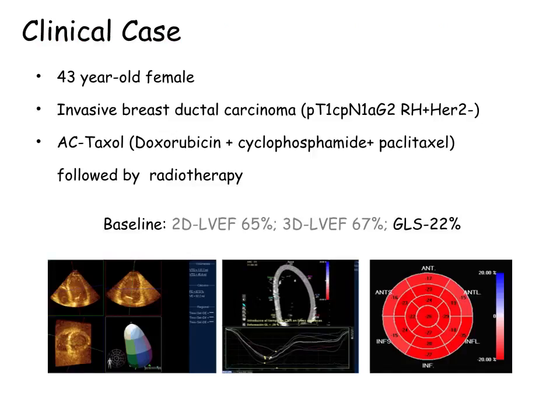I want to show you an example of how we monitor cancer patients. This is a 43-year-old female with an invasive breast ductal cancer. A treatment with taxol was prescribed, and before starting treatment, we perform a baseline echo that shows normal EF and GLS values.